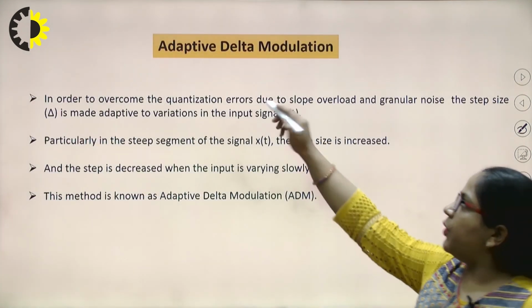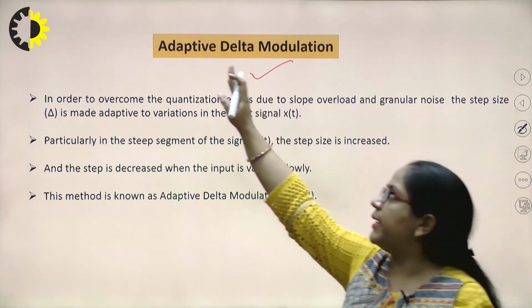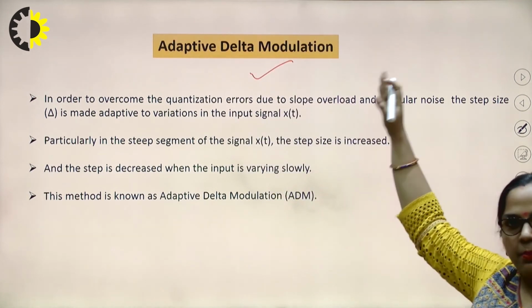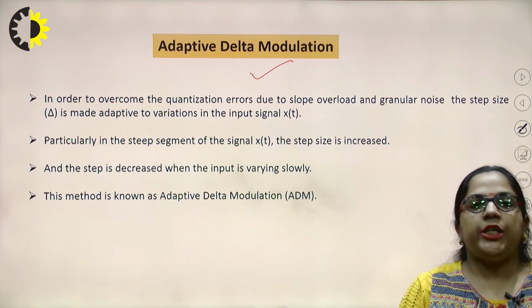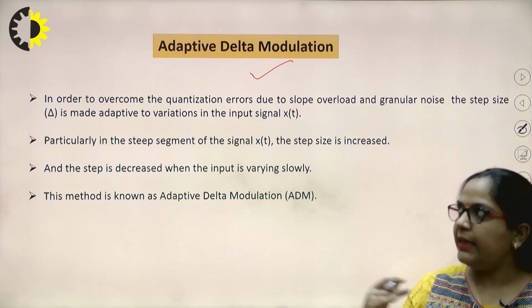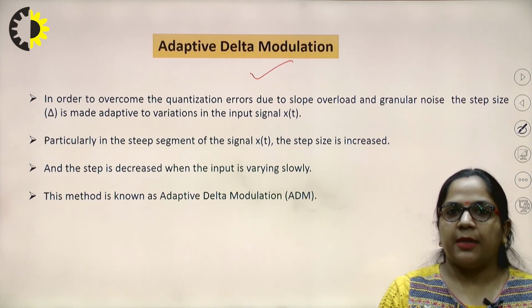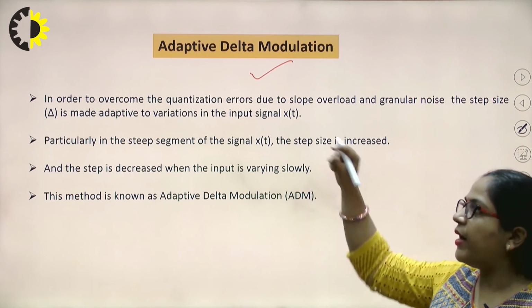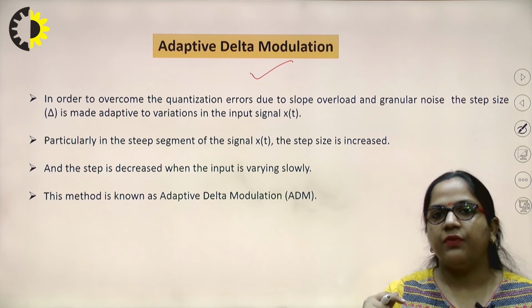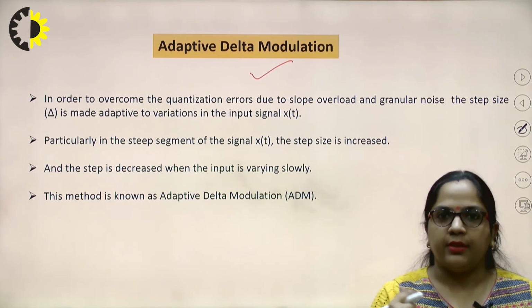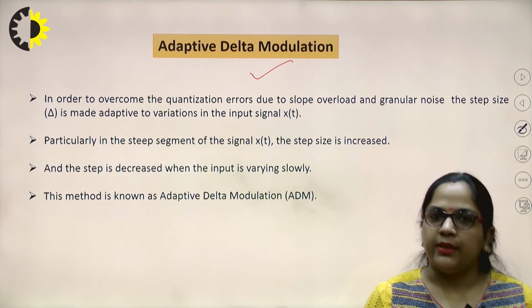that we can remove with the help of the next technique, that is adaptive delta modulation. As the name indicates, it is adaptive delta modulation. The word adaptive indicates it will adapt to the change in the information, and in case of adaptive delta modulation, instead of having a fixed step size, we will have a variable step size. The step size of the staircase-like structure will vary according to the variation in the information. It is adaptive to the variation in the information.